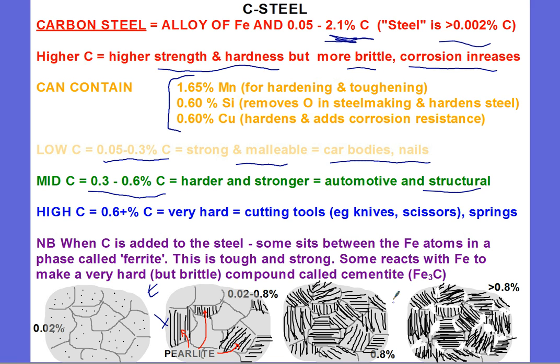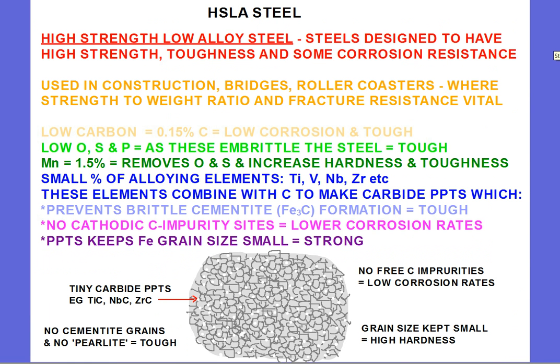When you get to 0.8% carbon, pretty much all the grains now are these pearlite grains, which have alternate layers of iron with cementite in between. Anything more than 0.8%, you start getting regions inside the steel where you get big chunks of cementite. Now they're quite hard, which makes the steel very hard. It also makes the steel brittle. So that's why increasing the carbon content makes steel harder but more brittle. Which is important when we start thinking about HSLA steel.